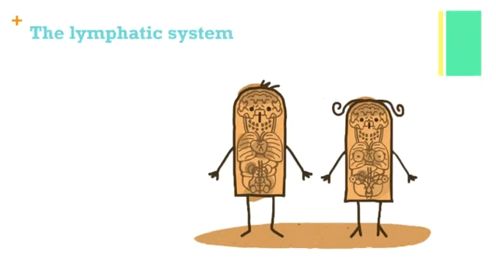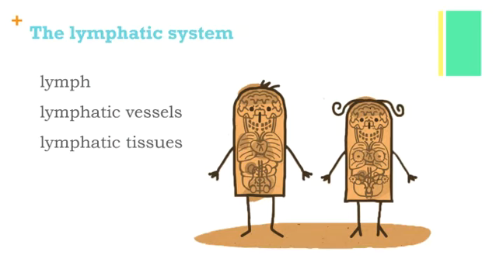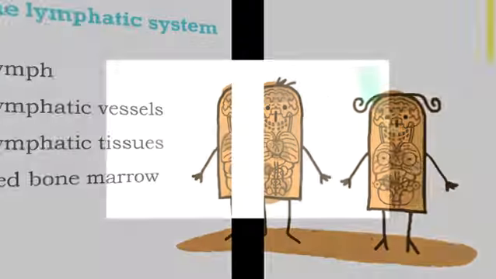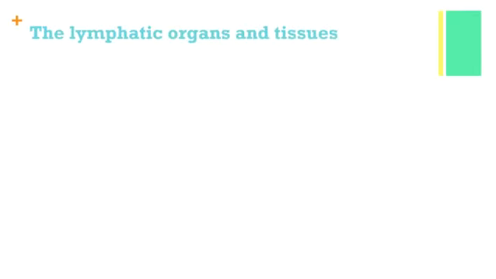The lymphatic system consists of the lymph, the lymphatic vessels, the lymphatic tissues, and the red bone marrow. The primary lymphatic organs are the red bone marrow and the thymus gland. They are called primary because they produce B and T cells.